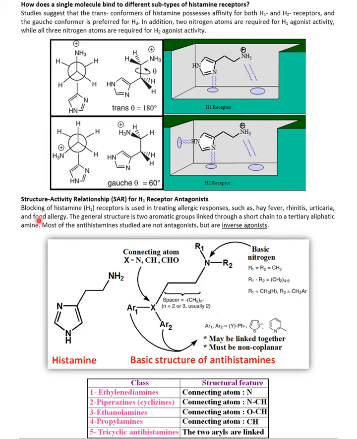Okay, to start with, the general structure for the H1 receptor antagonist is in this graph here, and this applies to all the H1 receptor antagonists. As we will see later, there are 2 generations, first generation and second generation, but this general structure should apply to both generations. So looking at this structure, let's see what the similarities are between histamine and the basic structure for the antihistamine.